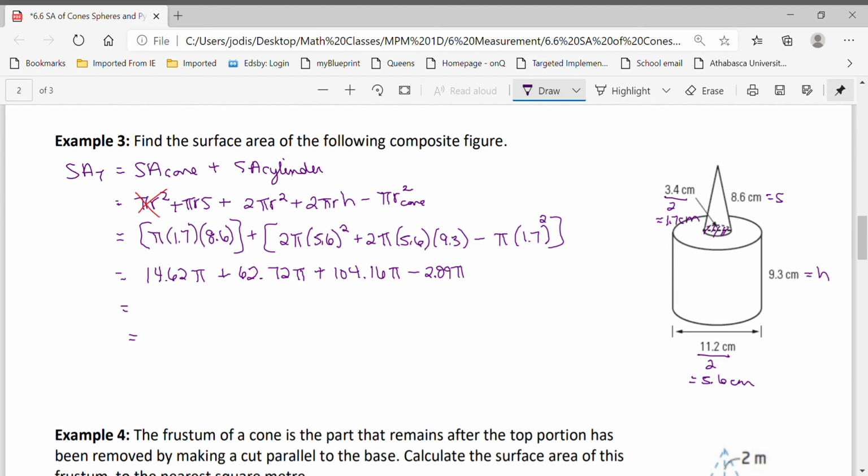Okay, so 14.62 plus 62.72 plus 104.16 minus 2.89. 178.61 pi. 561.12. That is the right answer. Whew. Centimeters squared. So therefore, the surface area of the figure is 561.12 centimeters squared. Okay.